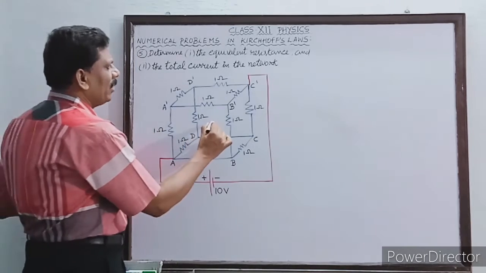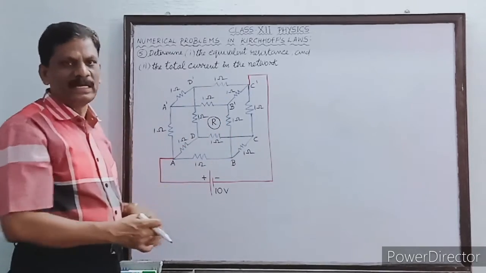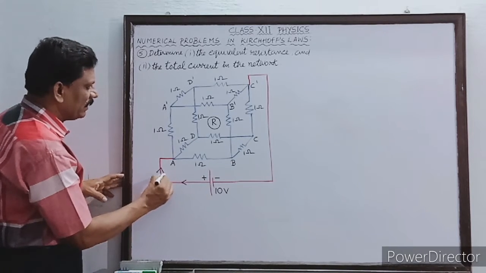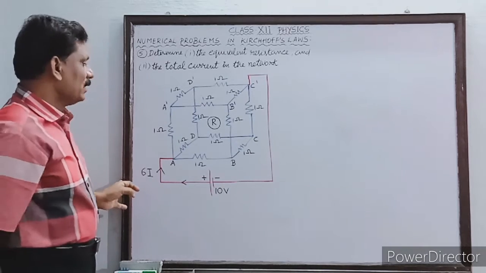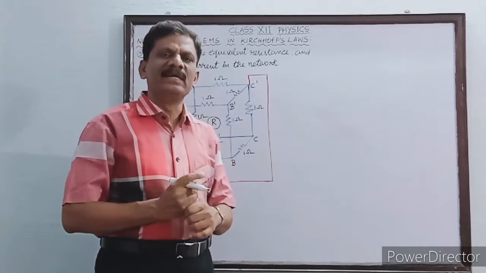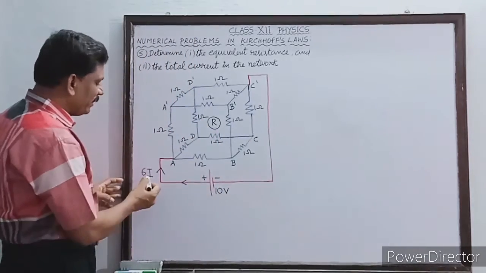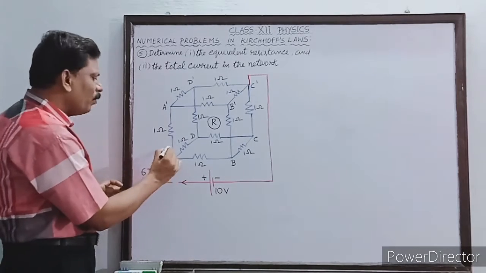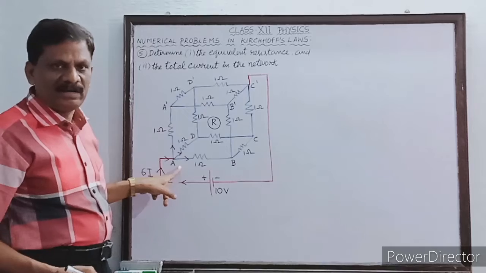Let R be the effective resistance of this entire cubical network. The positive of the battery sends the conventional current, and I will take the current sent by the battery as 6I. If you take multiples of 3, such problems will be easy to solve. So the current sent by the battery is 6I ampere. When this current reaches the junction A, how many branches are there for the current? There are 3 branches at this corner point A.